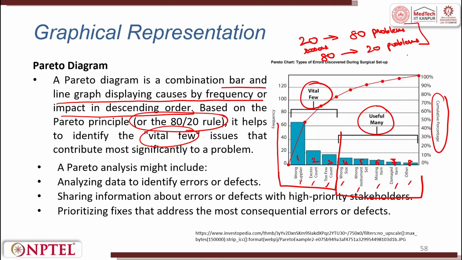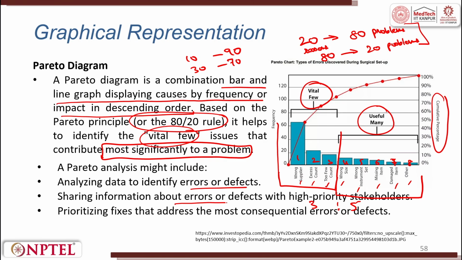This is the Pareto rule. It is not exactly 80-20. Here in this case, it is 3 and 5. It could be 10-90, it could be 30-70. But the Pareto rule is the way we try to identify the vital few issues that contribute most significantly to a problem. Pareto analysis might include analyzing data to identify errors or defects, sharing information about errors or defects with high-priority stakeholders, and prioritizing fixes that address the most consequential errors or defects.